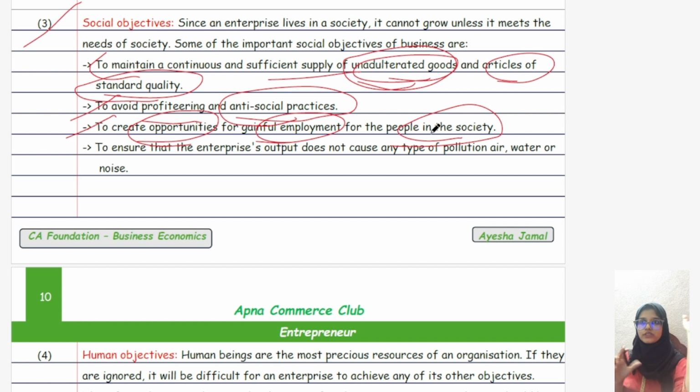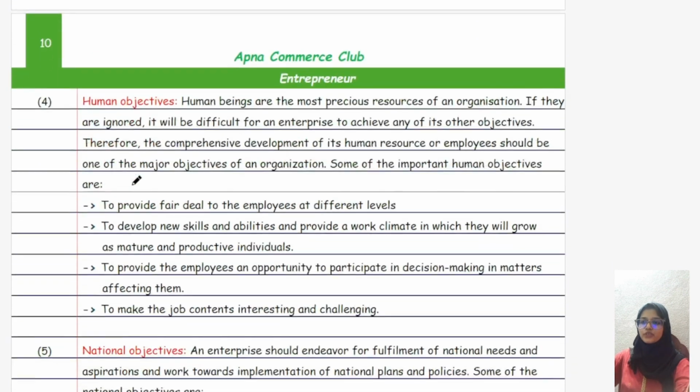It's not like you're all about profit. No, we should also see that we are creating opportunities for the people in the society. Again, to ensure that the enterprise output does not cause any type of pollution: air, water, noise. Like you're also taking care of the environment, surroundings, nature. That is your social objectives.